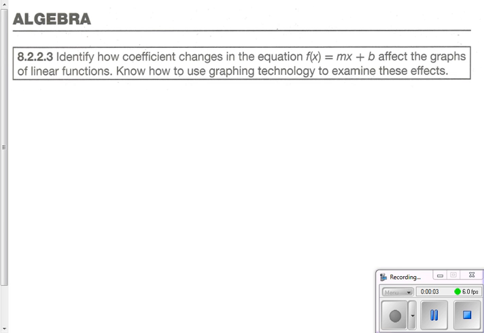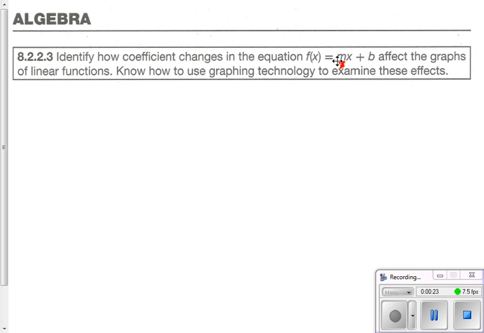8223, identify how coefficient changes in the equation f of x equals mx plus b affects the graphs of linear functions. Know how to use graphing technology to examine these effects. Basically what they're getting at is they want to know when the coefficient, or m, changes, how does it affect the graph?